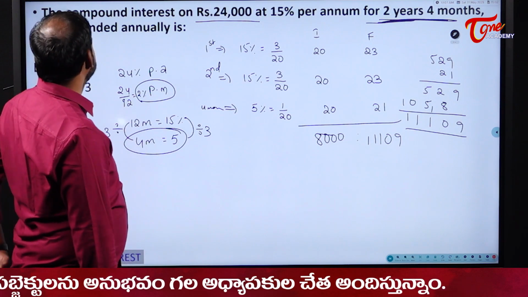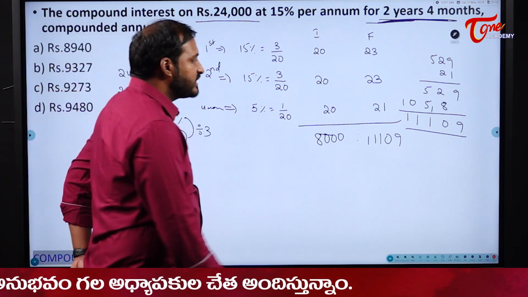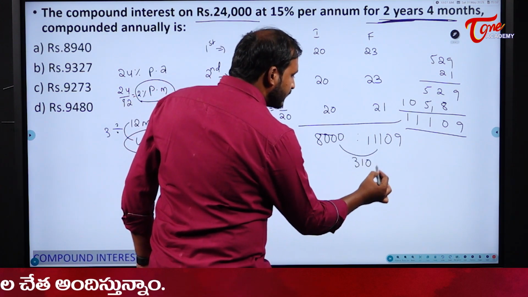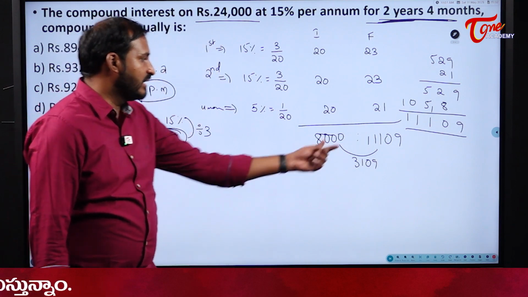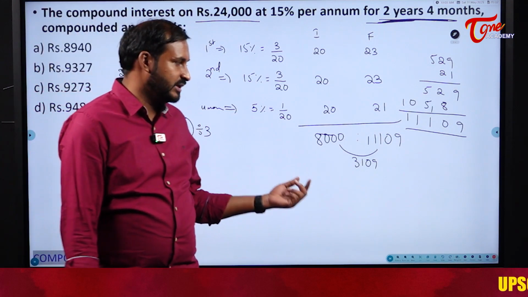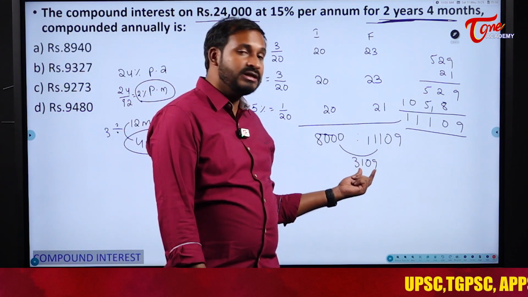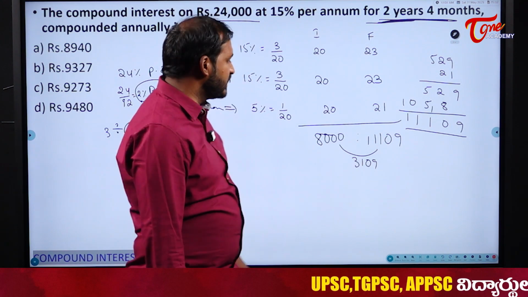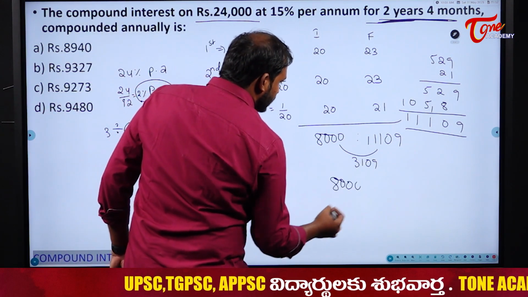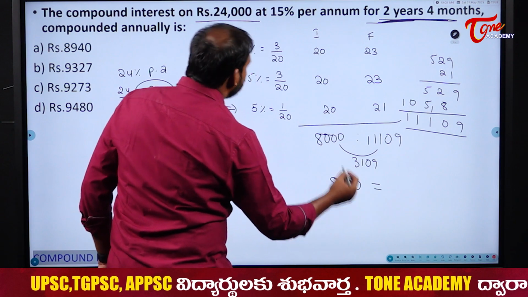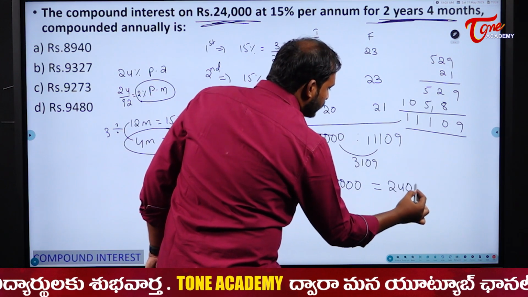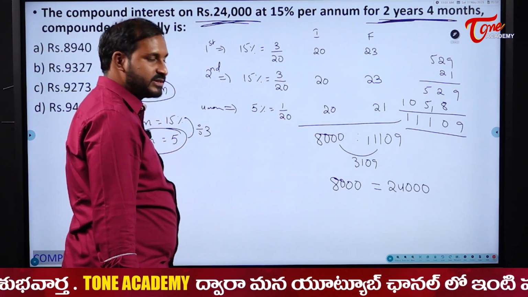Now they are asking us compound interest. What is the difference between these two, students? 3,109. This is 11,109 and this is 8,000. 11,000 minus 8,000, what it becomes? 3,109. 3,109 parts is the interest here. And given that 8,000 parts is equal to 24,000.